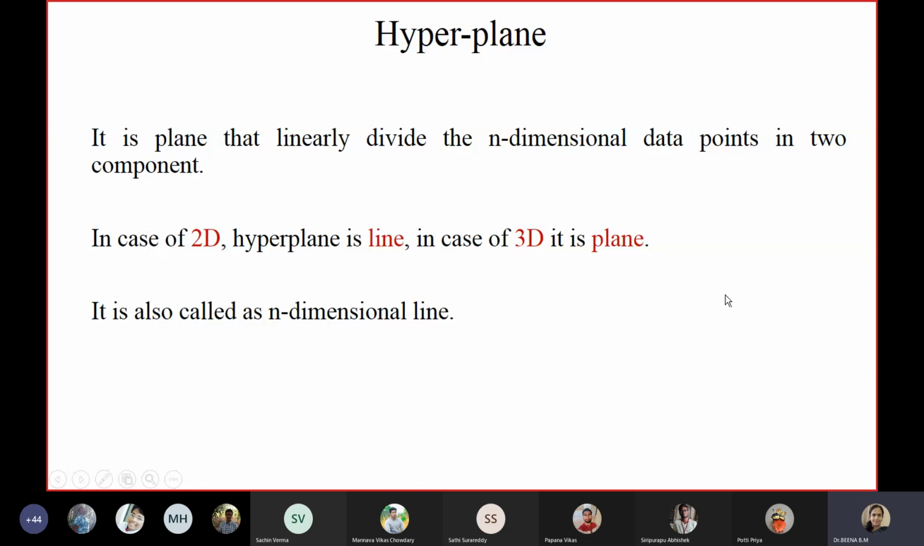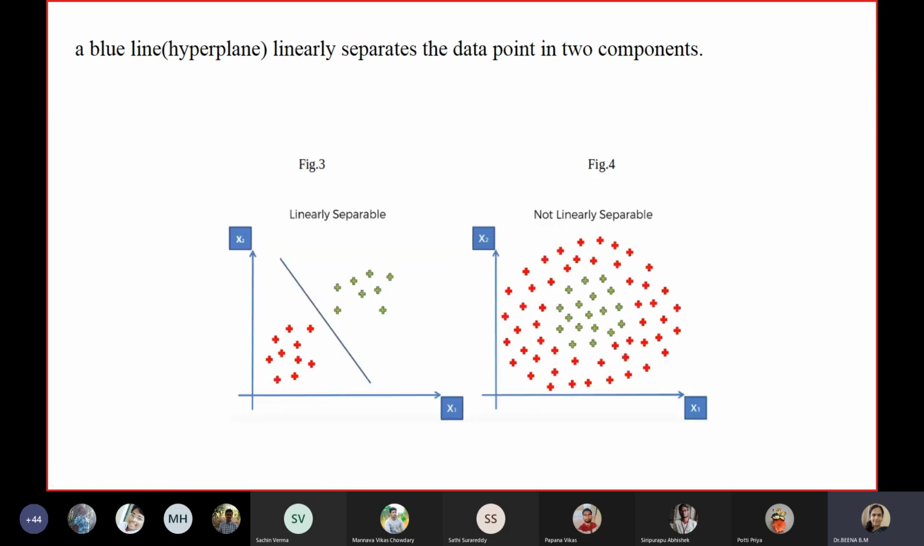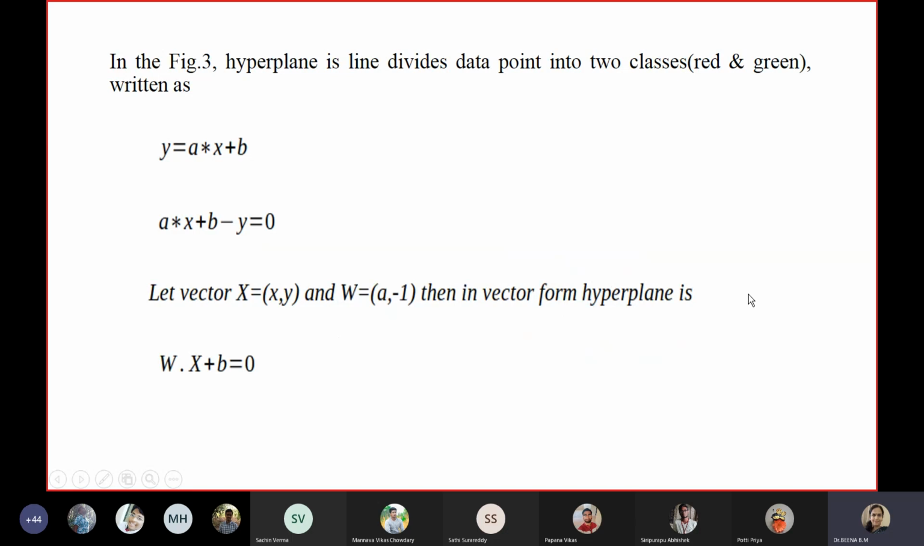And what is a hyperplane? Mathematically, it is an n-dimensional plane that linearly divides the n-dimensional data points into two components. It is also called an n-dimensional line. And here you can say this data is linearly separable, and here it is not linearly separable. So you also saw that a hyperline, it's a line, right? A line is a point that divides two different classes.